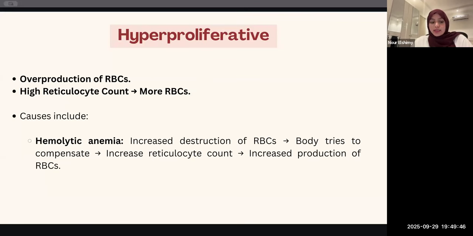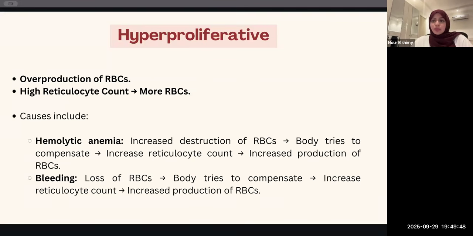Okay? The second case would be bleeding. Same thing: we're losing a lot of red blood cells, so the body again tries to compensate. It's going to increase the reticulocyte count to make more red blood cells. Okay?